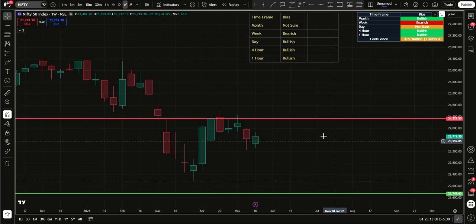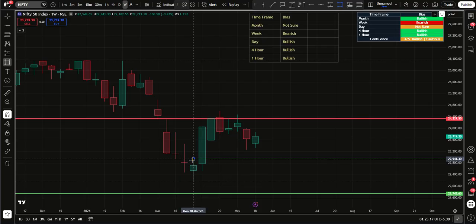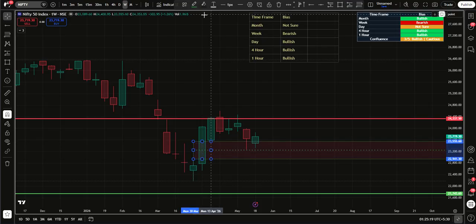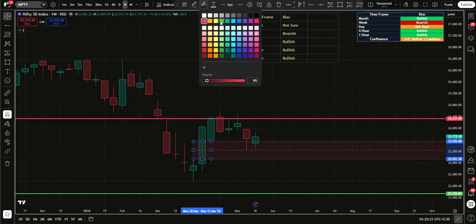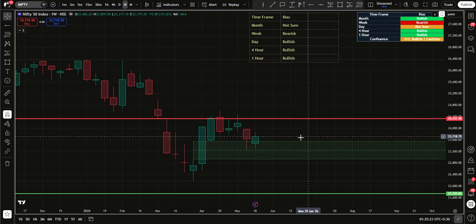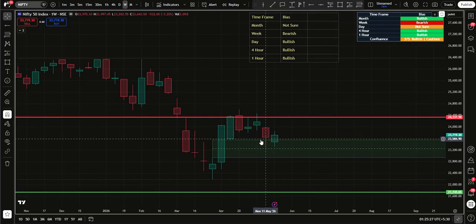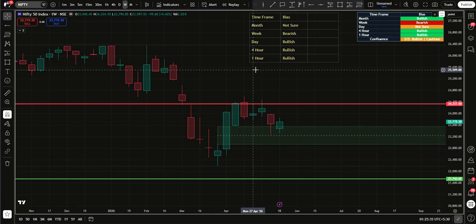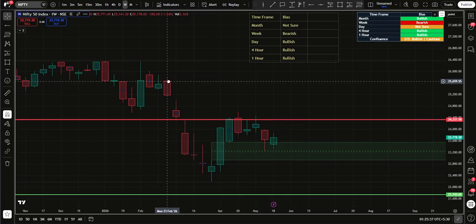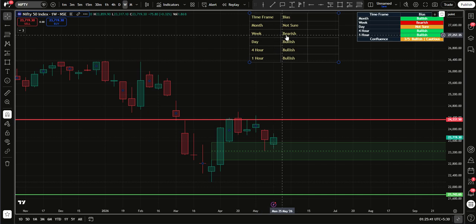Now, important, where are the buyers? The buyers are right here in this fair value gap, which is supposed to be in green. It's a weekly fair value gap, and this is the buy side liquidity, huge buy side liquidity. That's what is actually preventing Nifty from falling all the way till this monthly level. And that's that.